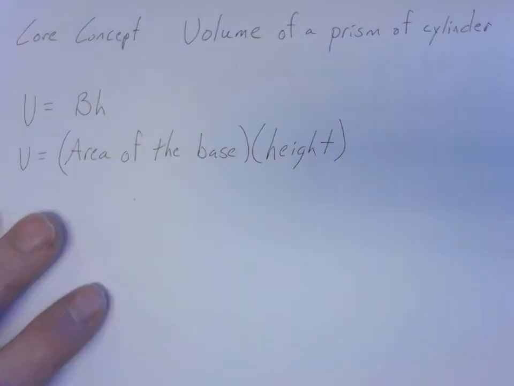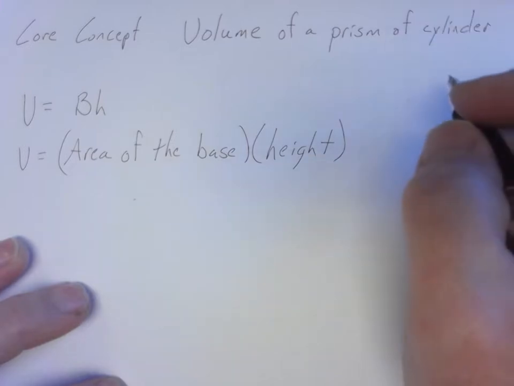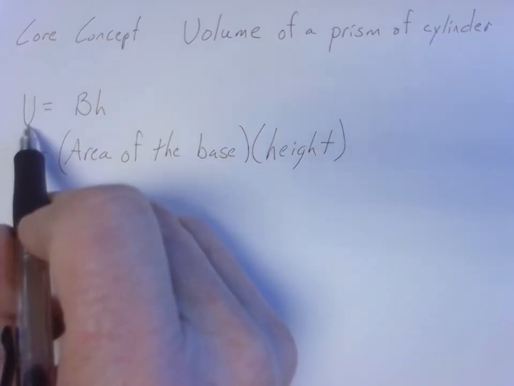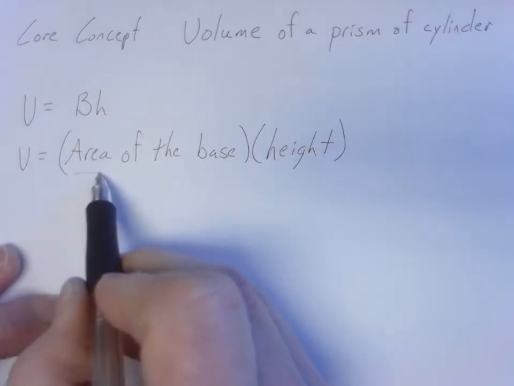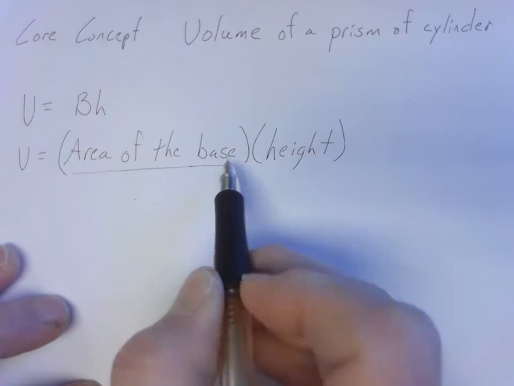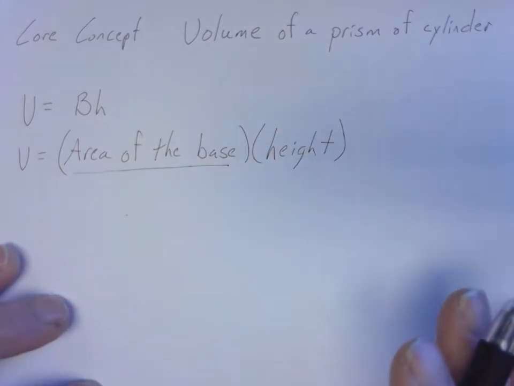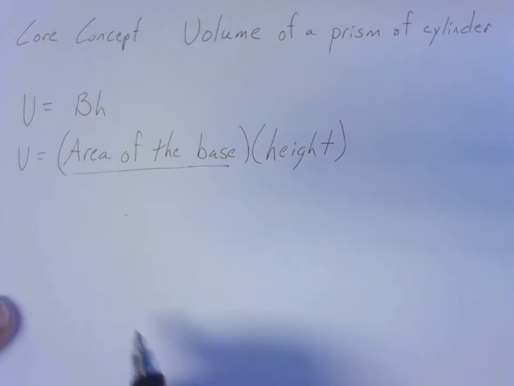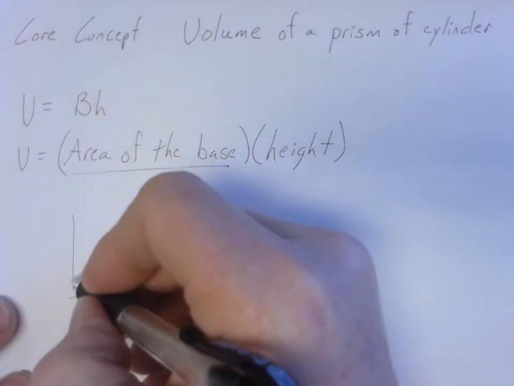Give me my first paper here. So our core concept today is volume of a prism or a cylinder. And this is how the formula is given. Volume equals capital B times H. You need to remember that capital B stands for the area of the base. Not just the base, not just the length or the width of something. It's the whole area of the base. So let's take a look at a prism here.